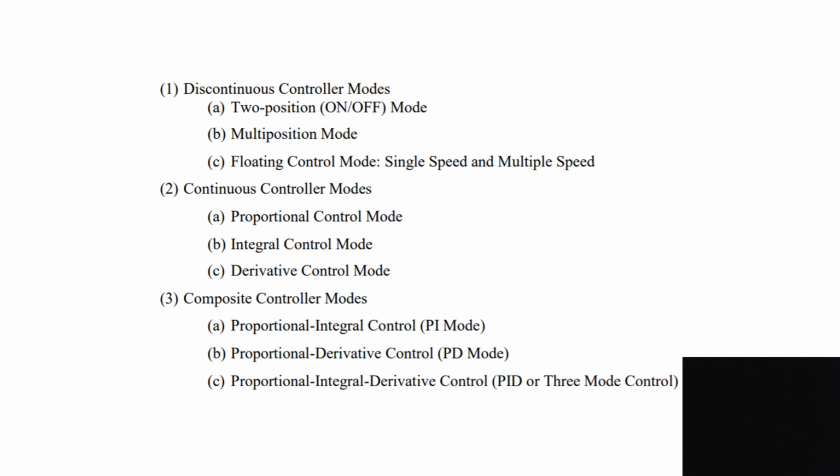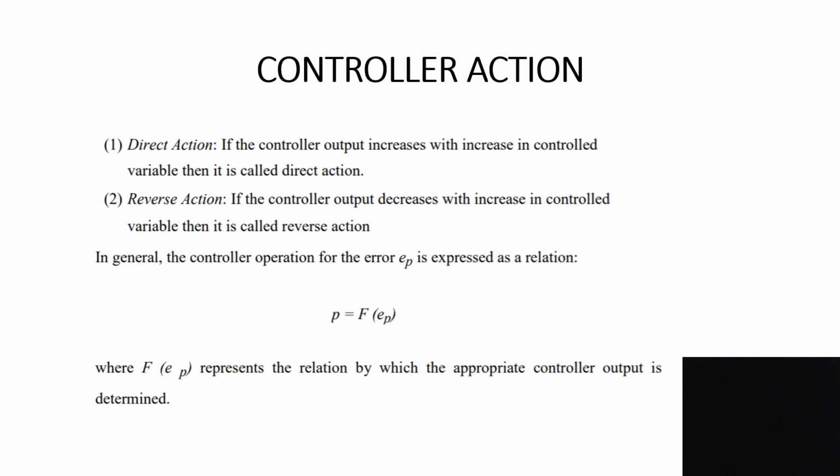Before moving to the controller modes, you should know what actions the controller can take. One is direct action, another is reverse action. If the control output increases with an increase in the controlled variable, that is called direct action. If it decreases with an increase in the controlled variable, then it is called reverse action. In some cases there will be an inverse response process, and in that case you need to decrease with the increase in the controlled variable. That is called reverse action. It is also clear that the control signal is always a function of the error signal.